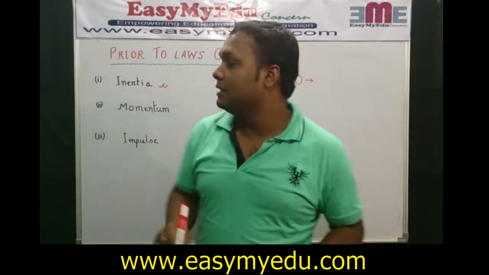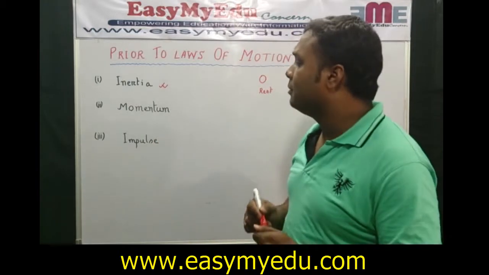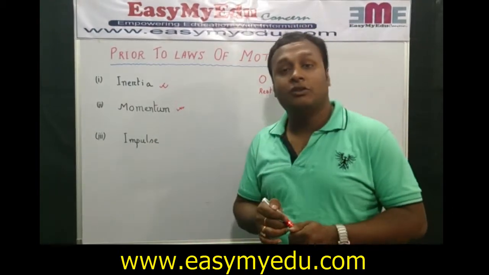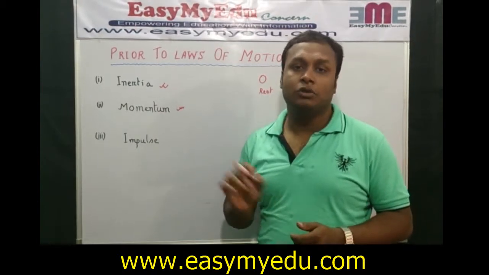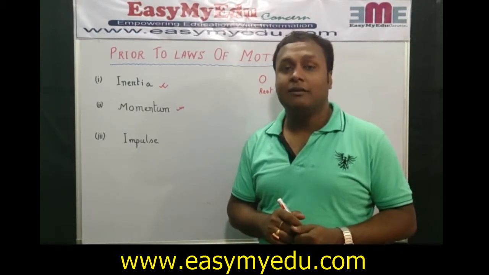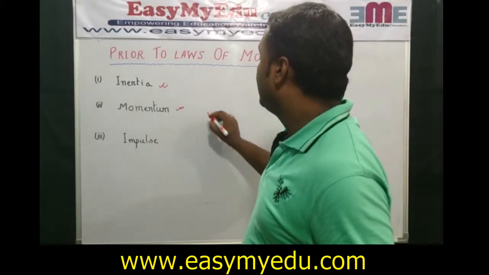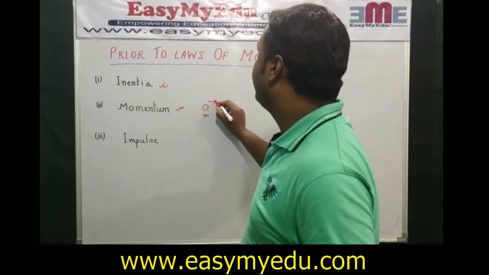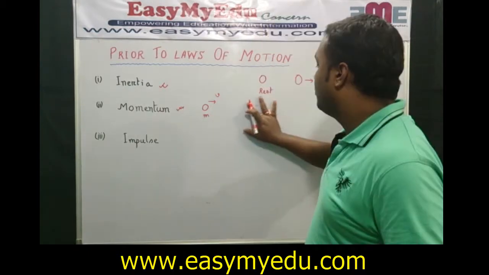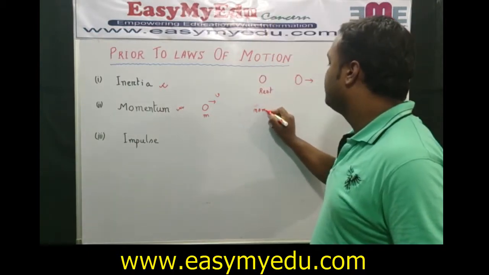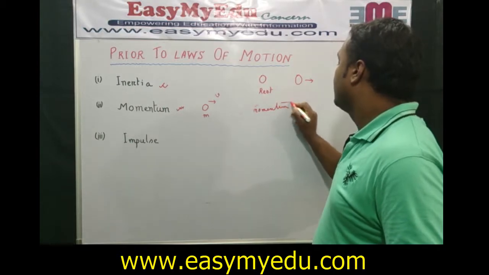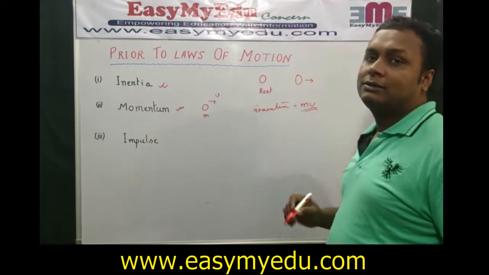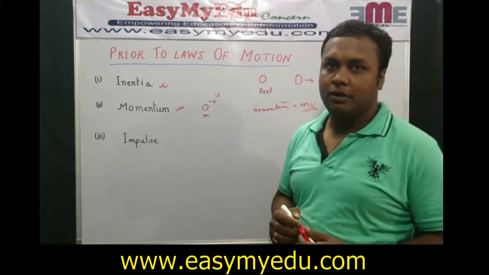The second thing is momentum. So what is momentum? Momentum is the product of the mass of a body and its velocity. Suppose an object's mass is m and it is moving with a velocity v, then momentum equals mv, that is the product of mass and velocity.